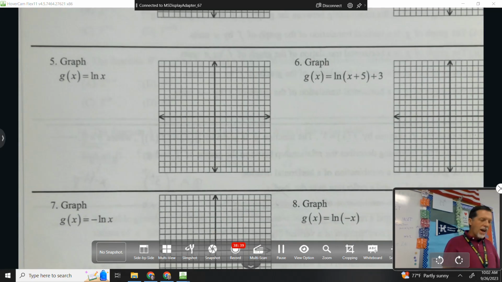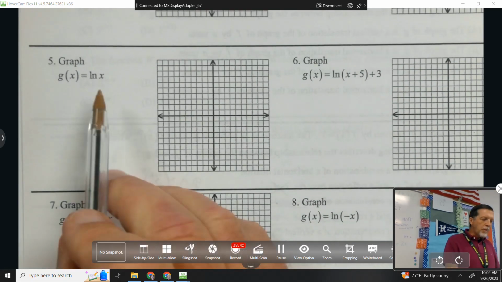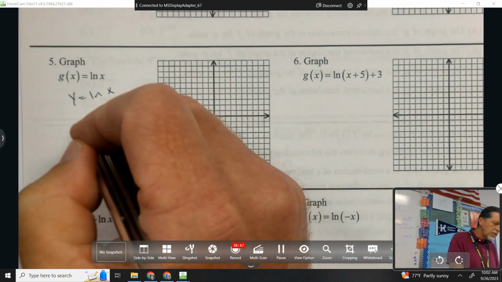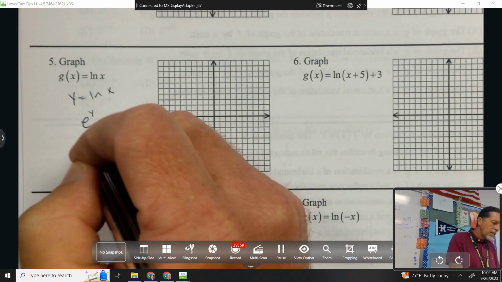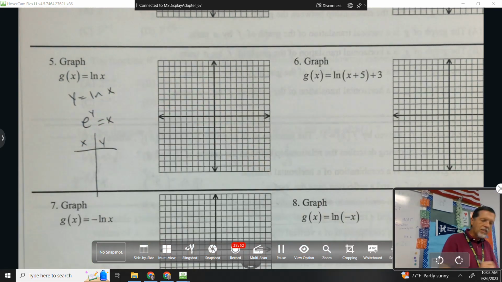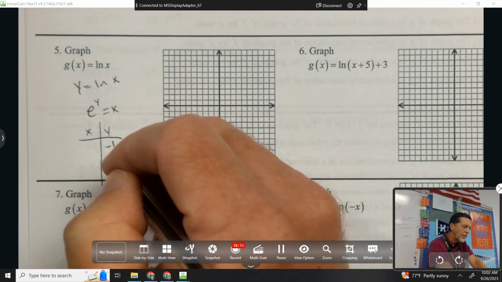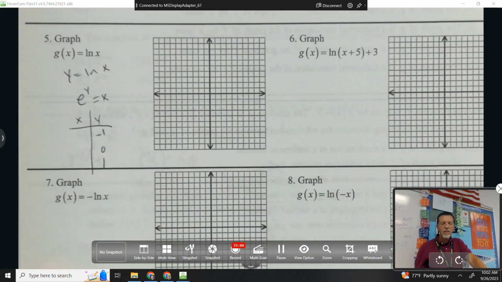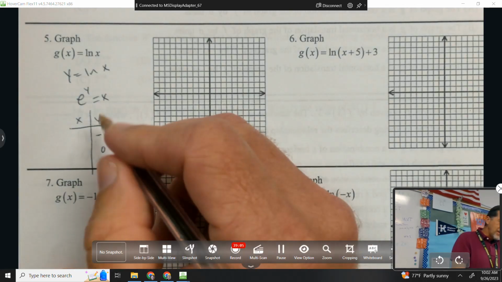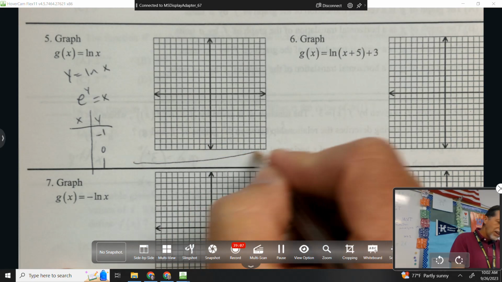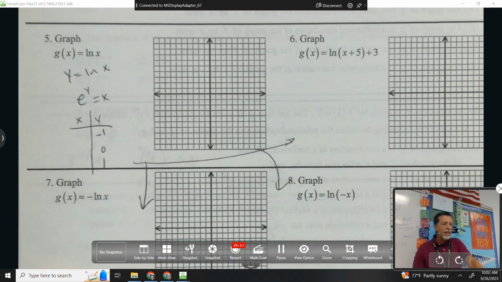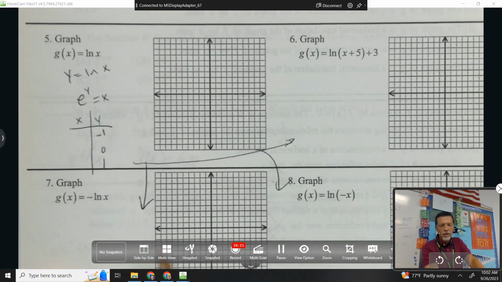Same thing with number 5, although what's the base here? E, so e to the y equals x. And so that same thing where I can pick my y values, come up with some x values, and so take your time on number 5. Get number 5 clean and accurate and looking good, and then you can use number 5 to graph the rest of them, because after that you're just using your transformation properties.